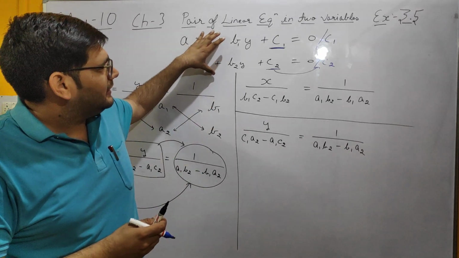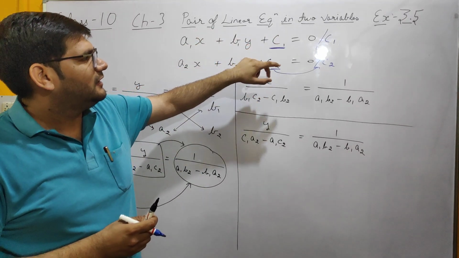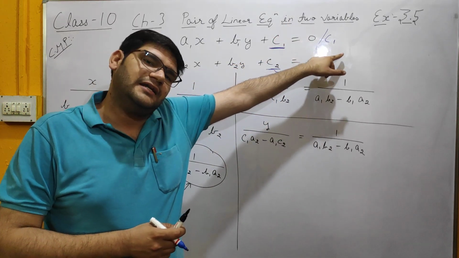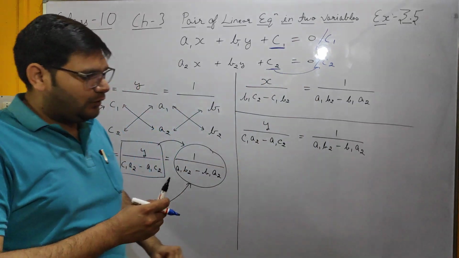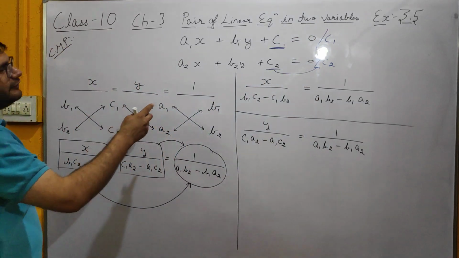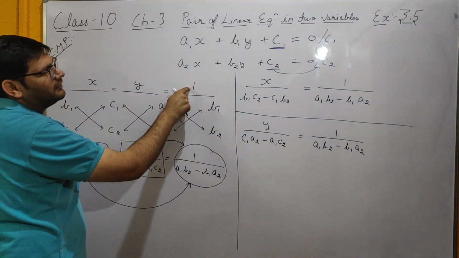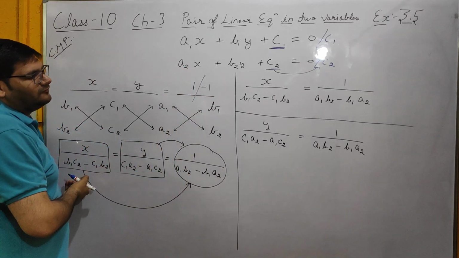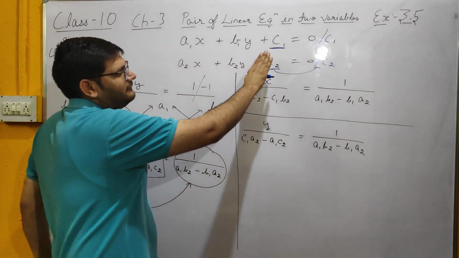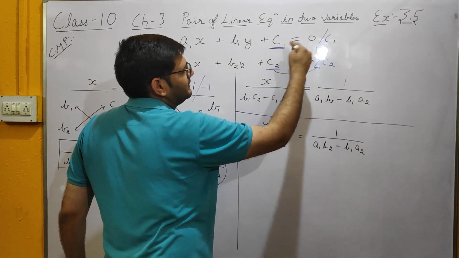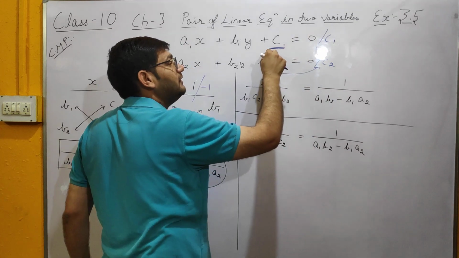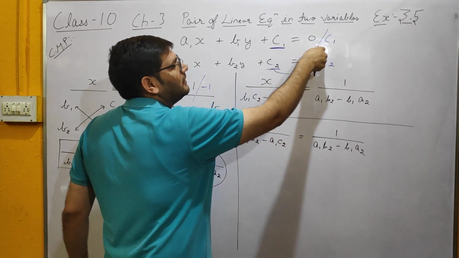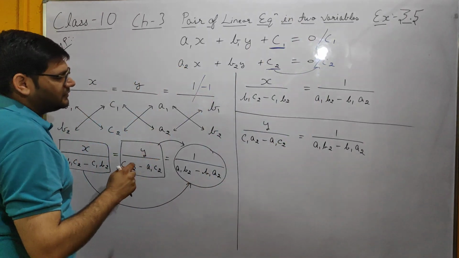Suppose in these equations the constant is not towards the left side, the constant is towards the right hand side. Alright, then what will we do? Then we will not put 1 over here, we will put minus 1. Reason, because if you transfer it, the sign will be changed. If it is positive, it will become negative. If it was negative, it will become positive. So we will take minus 1.